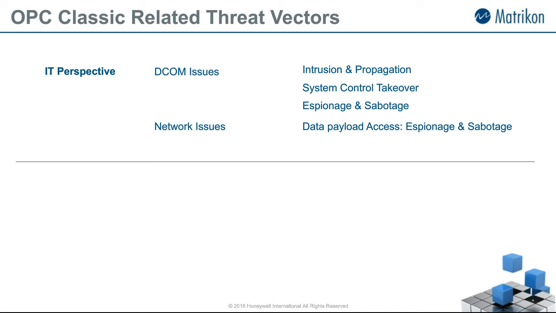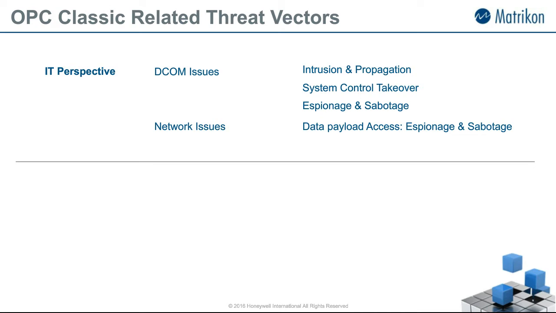Okay, so the types of issues that you have with DCOM when it's being used or when it gets breached is obviously intrusion and propagation throughout the network. You can also start to control the system because, again, if you're dealing with applications and starting and stopping them, changing permissions and such, you basically gain control of the PC once you compromise the DCOM security, which then, of course, from an IT perspective, leads to either espionage, where you're actually looking at getting into things that you shouldn't, or you're actually able to cause havoc, that is sabotage. And then network issues, same thing. So when OPC Classic is being used, OPC Classic does not have encryption built into it.